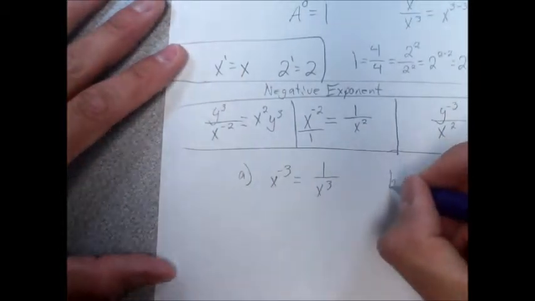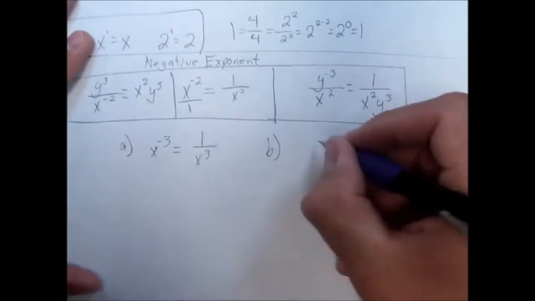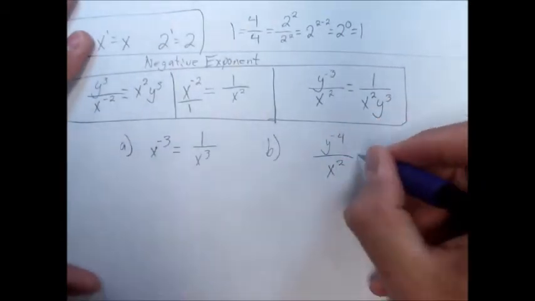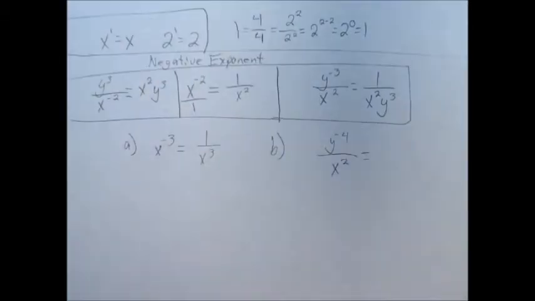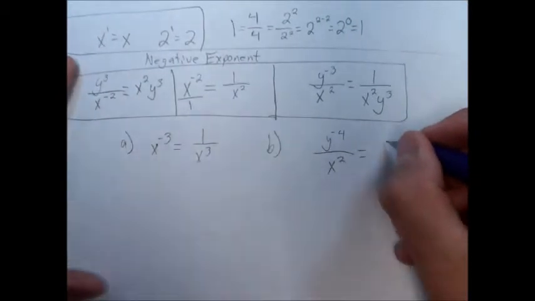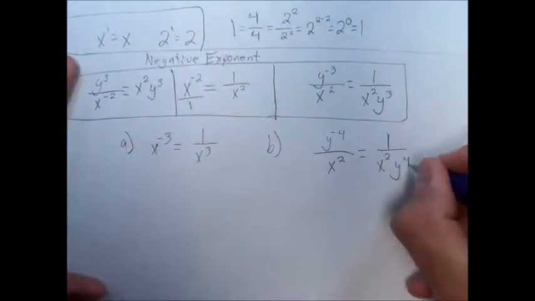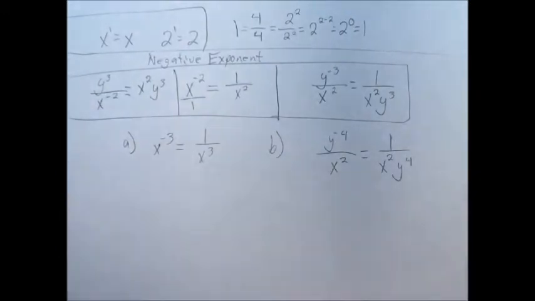On B, it gives me this problem. It says y to the negative 4th over x squared. And I want to make the negative 4 positive, so I again move it down. So what's left on top? 1. And I keep these in alphabetical order, okay? So don't mess that up. Make sure you keep them in alphabetical order.